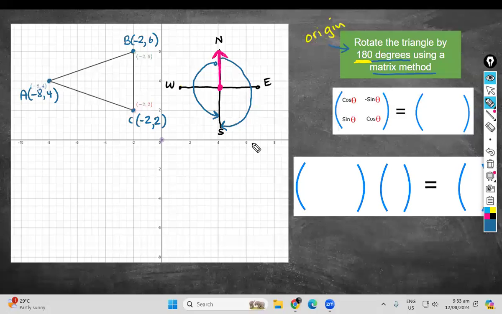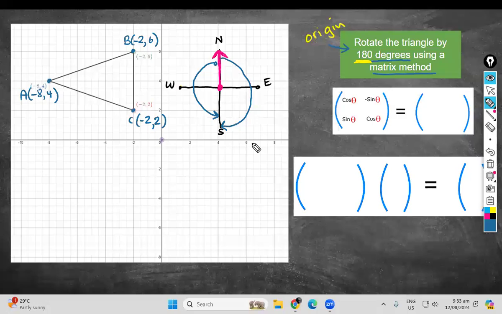So whenever you're rotating 180 degrees, it does not matter if you rotate clockwise or anti-clockwise, but that only works for 180 degrees. So whenever the examiner asks you to rotate something by 180 degrees, it does not matter if you choose the anti-clockwise matrix or the clockwise matrix. You will get the same answer at the end of the day.